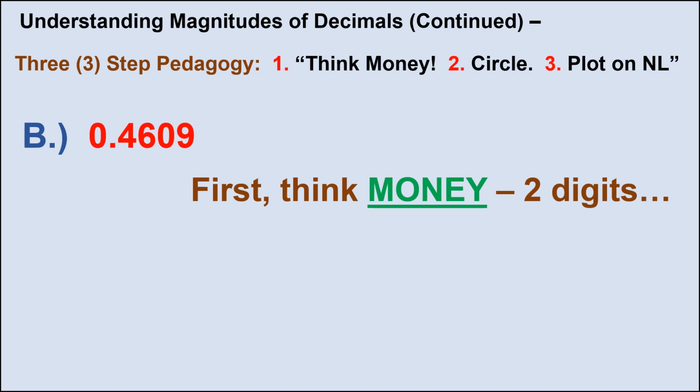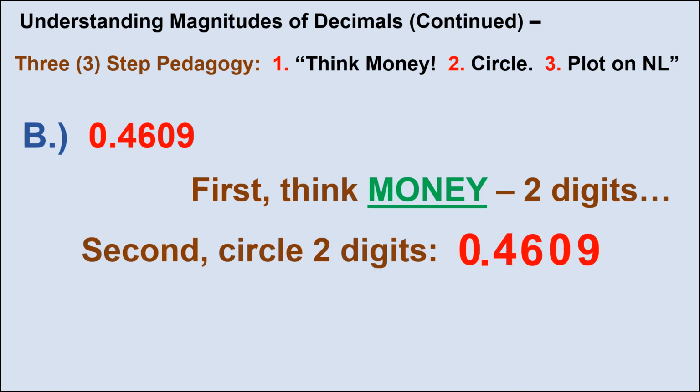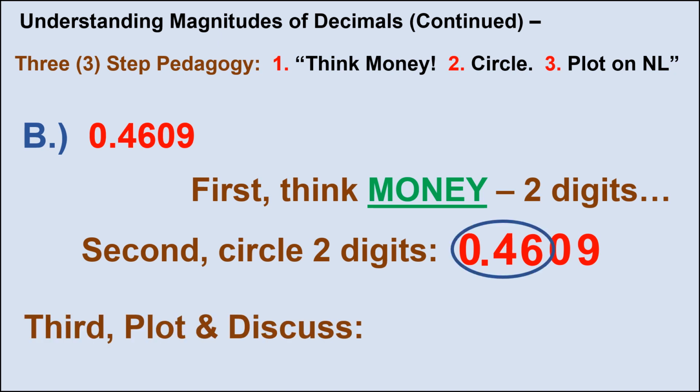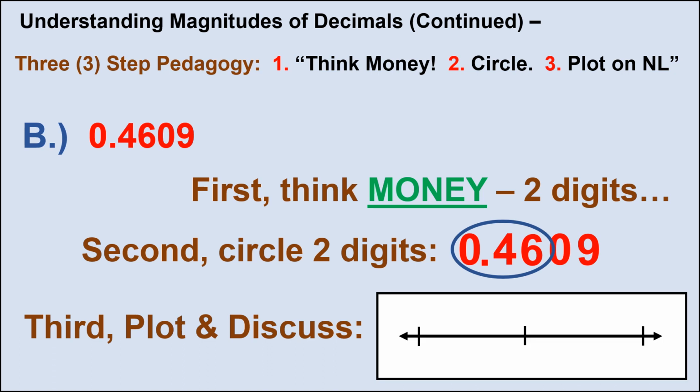First, think money. Again, we are only interested in the money value of the decimal. Second, circle the money value of the decimal to the hundreds place value. Third, draw a quick number line. Label the salient numbers, usually the bookend whole numbers, and the midpoint will be sufficient.